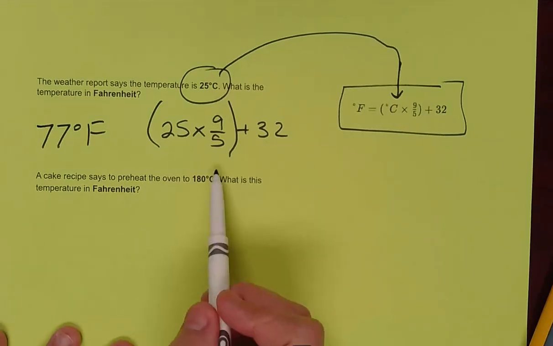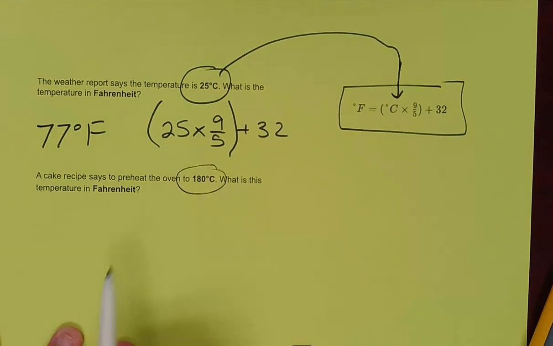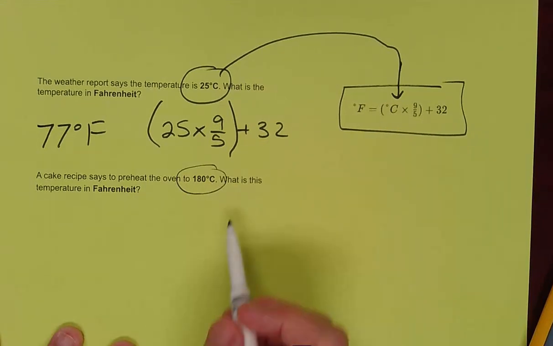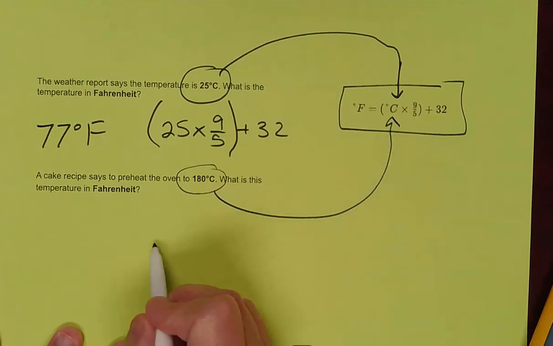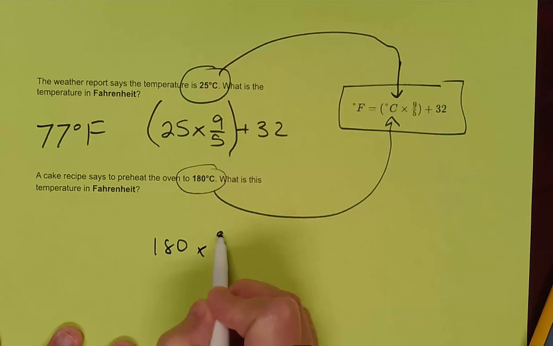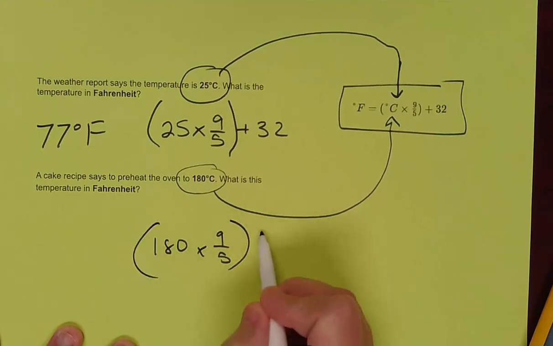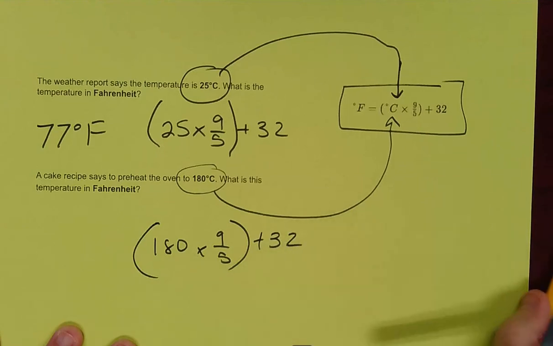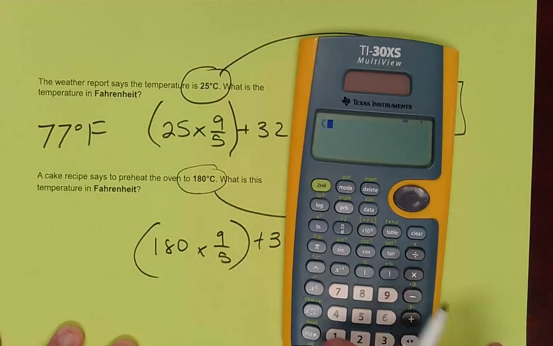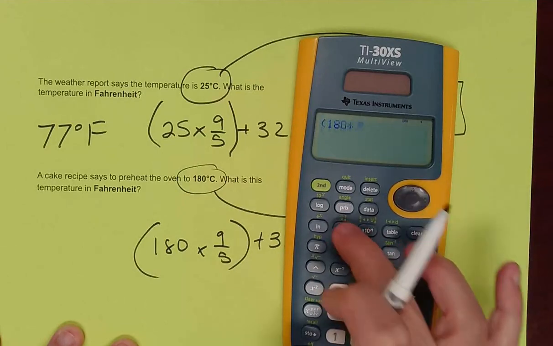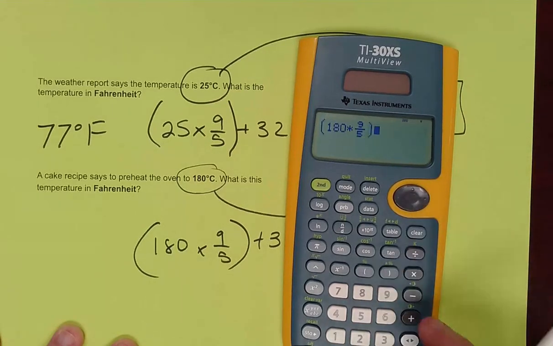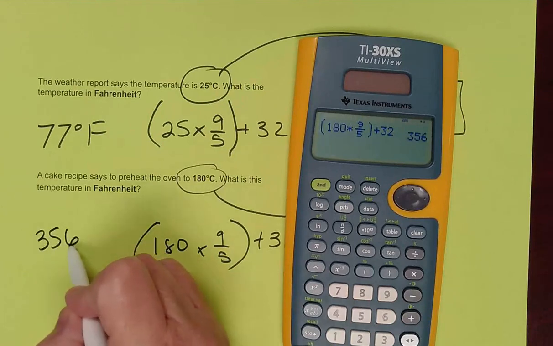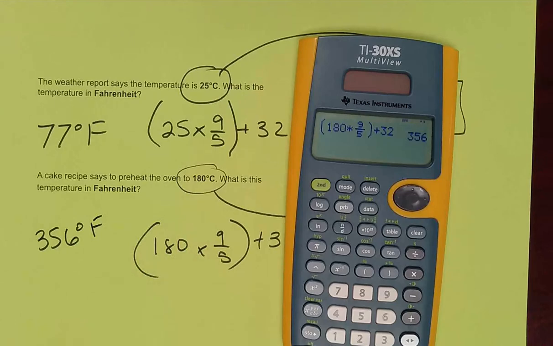One other one, 180 degrees. The cake recipe says to preheat the oven to 180. We'll take that 180, put it in for the Celsius number. 180 times 9/5 plus 32. And when I take my calculator, 180 times the fraction, 9 on top, 5 on the bottom, close my parentheses, plus 32 gives me 356 degrees Fahrenheit to bake a cake.